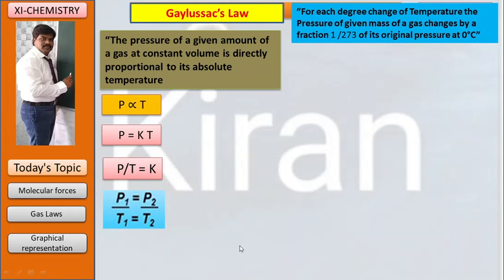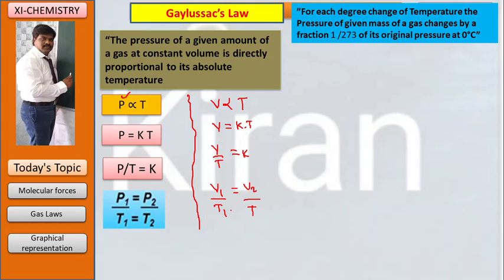My dear students, I explained to you in Charles' law, it is similar to Charles' law. Once you observe, what is Charles' law? V is directly proportional to capital T. Instead of V, pressure came here. When V is equal to some constant K into T, then V by T is equal to some constant K. In case of two different conditions, V1 by T1 is equal to V2 by T2. This is what I am saying about Charles' law.